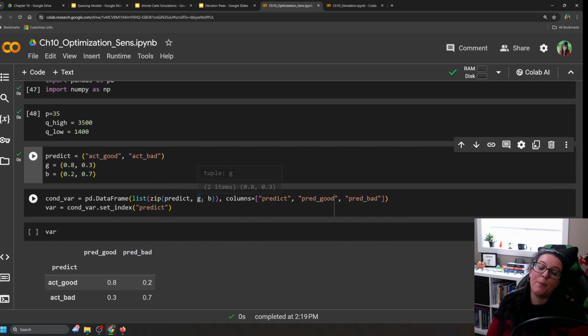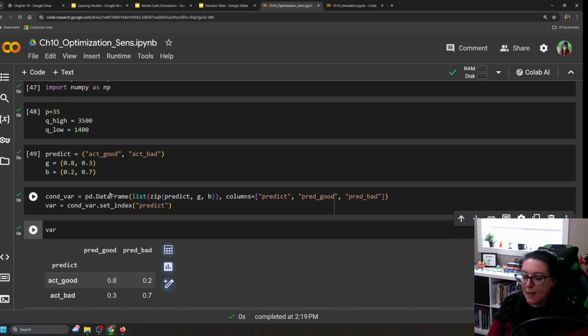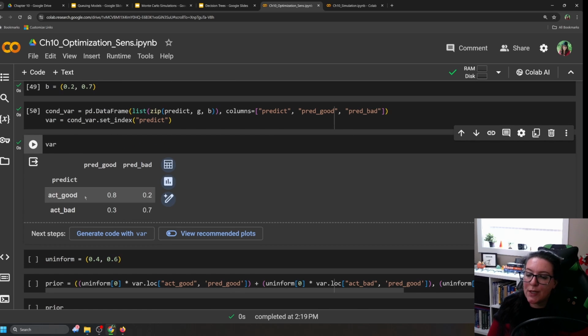We'll turn that into a table because, my goodness, I get so confused by lists. So we're going to have our conditional here, use pandas to turn it into a data frame, use list zip, and make a column called predict, a column for G for good, and a column for B for bad. We'll call it predict, predict good, predict bad, and move the predict column over to the index. So we're going to create a table that looks like this, where we can see if it was actually good and they predicted good, it was 80%, and if it was actually good and they predicted bad, 20%. Okay, so we've created this table here.